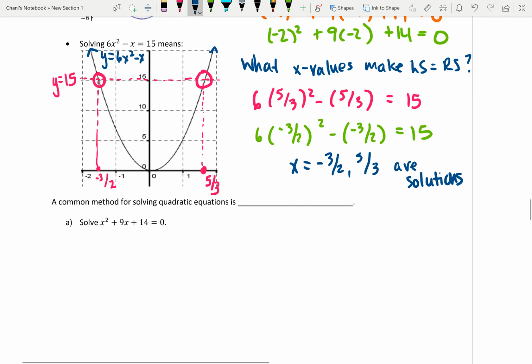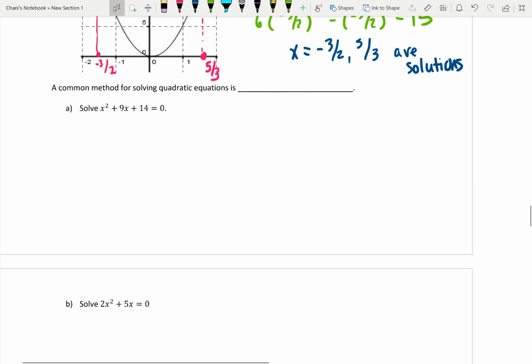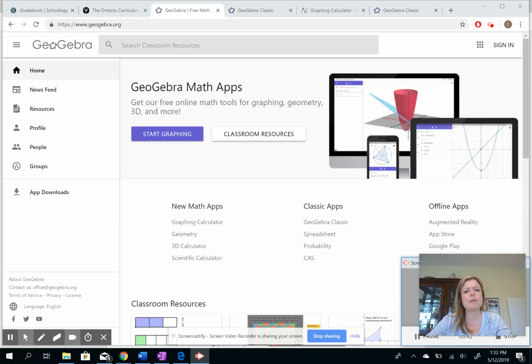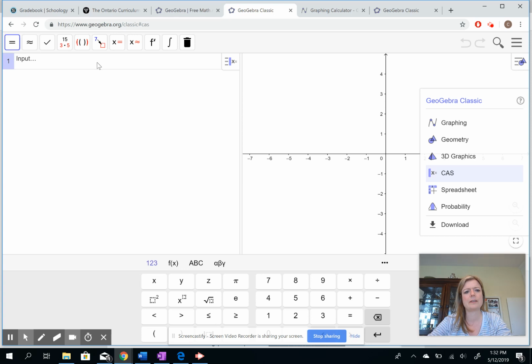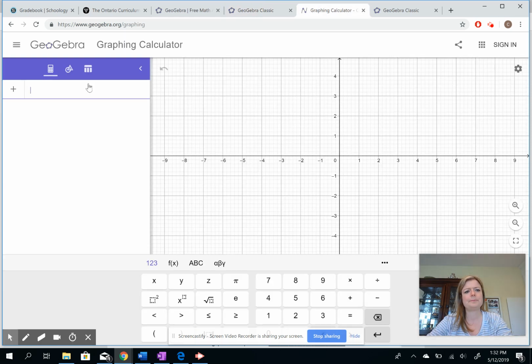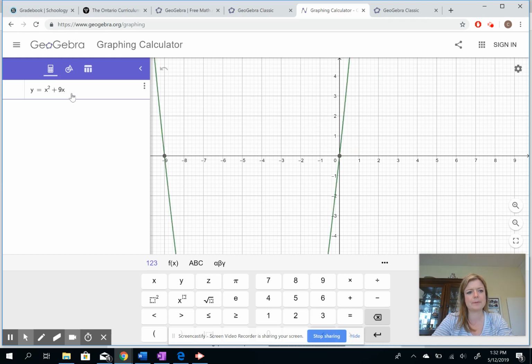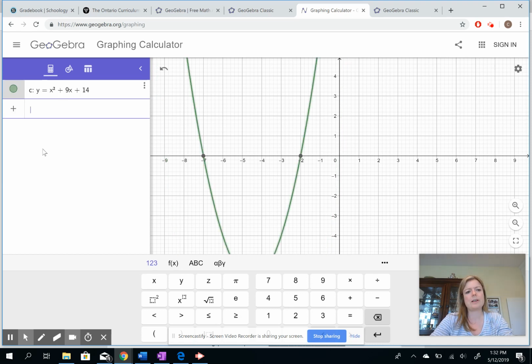So now we're going to look at how we actually do this. So one way is by using GeoGebra or some other software. So if we go here to the graphing, actually here, I can type in the relation y equals x squared plus 9x plus 14. Okay, and press enter. And then, because I want it to be 0, I can put y equals 0 as the other line.